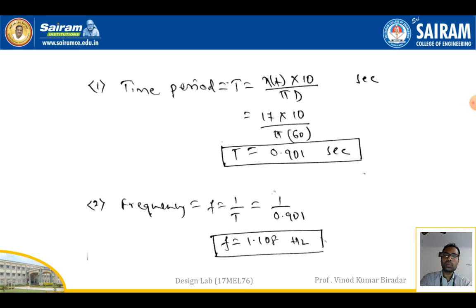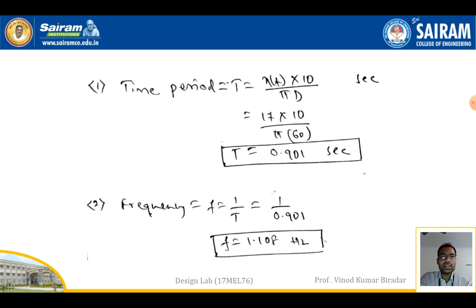From the graph sheet you drew, take xt equal to 17 into 10 divided by pi into 60. Here 17 is in centimeters, which we get from the graph, that is 1.7 meter. Substituting the values, we get t equal to 0.901 second. This is called the time period.